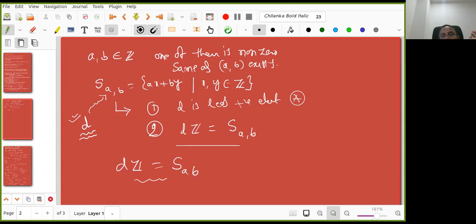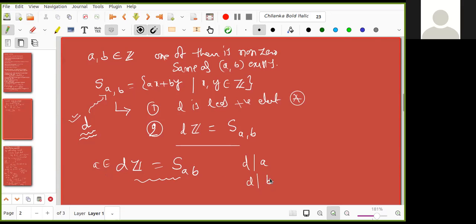So what is that meaning now? If I take any element here, that is here. Okay, Akshat, can you tell me whether D divides A? Yes, sir. Why does D divide A? Because A is an element in S_AB, and S_AB is equal to DZ, so A is in DZ. A is in DZ means A is a multiple of D, or D divides A. Right. So does D divide B also?